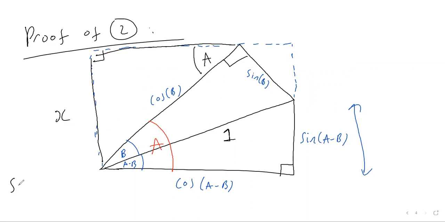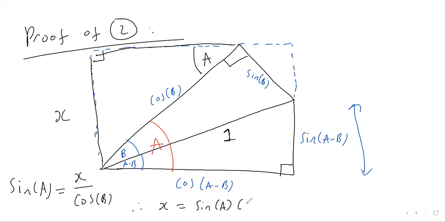So we know that sine of A, this A over there, is equal to the opposite side x divided by the hypotenuse cos B. So we can say that x is equal to sine A times cos B. So let's just make a note of this here, that x equals sine A times cos B. So this height here, again, I'll do this in pink, is sine A times cos B.